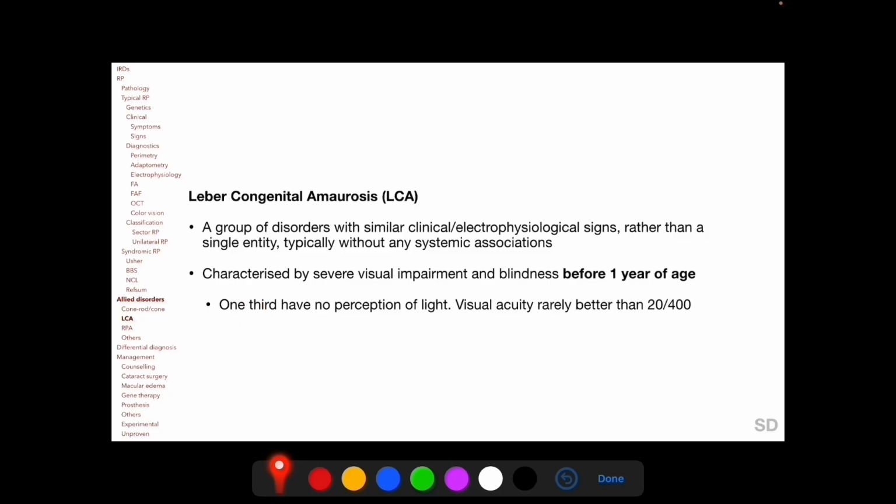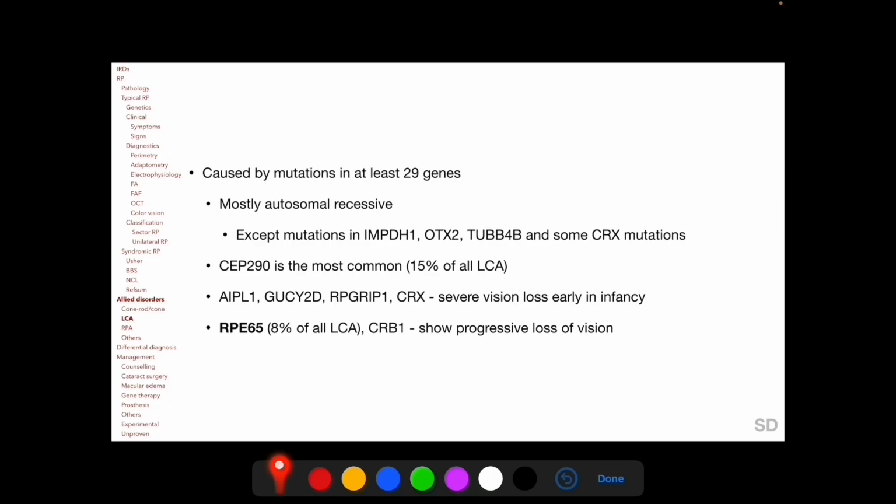1/3 of patients with Leber congenital amaurosis have no perception of light, and in the remainder, visual acuity is rarely better than 20/400. LCA is caused by mutations in a large number of genes, and mostly they have an autosomal recessive inheritance. CEP290 is the most common gene to be mutated among patients with LCA, and LCA can be caused by mutations in the RPE65 gene also, which is of interest because of the availability of gene therapy for patients with mutations in this gene.